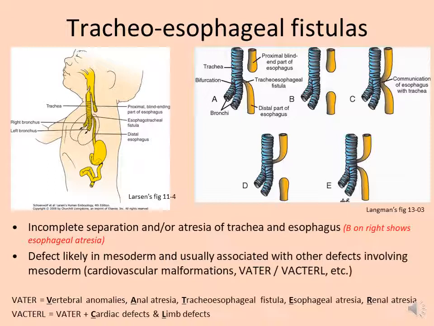Sometimes this tracheoesophageal fistula is associated with other defects also, and here we observe two types of conditions. One is VATER and the second is VACTERL. T in both these clinical conditions stands for TOF, that is tracheoesophageal fistula. But in VATER we have vertebral anomalies, anal atresia, esophageal atresia and renal atresia associated with TOF. And in VACTERL deformity we have VATER plus cardiac defects and limb defects. The additional C here stands for cardiac defects and L stands for limb defects.